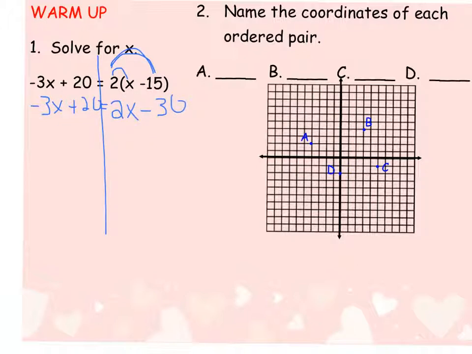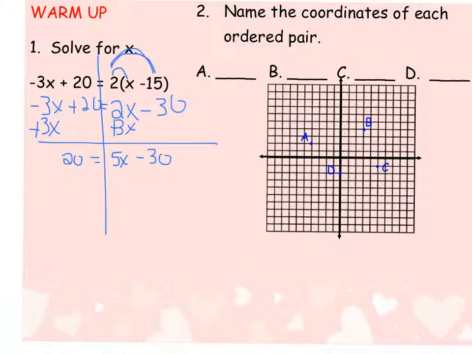Now the first thing I notice is that I have variables on both sides. So I need to collect them on one side. I personally like taking the one that is the least and moving it. So since negative 3 is less than 2, I'm going to move the negative 3x over by adding 3x. If you do it to one side, you have to do it to the other. So now I have 20 equals 5x minus 30.